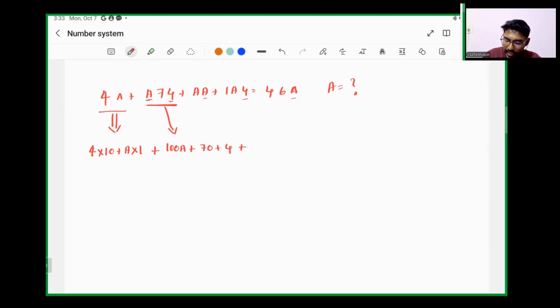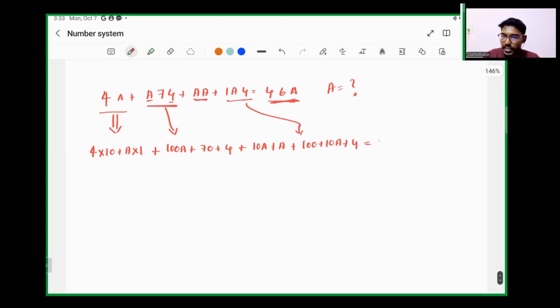Now aa, you can write it as 10a plus a, because one a is in 10th position and another a is in unit position. Now 1a4, you can write it as 100 plus 10a plus 4. This is equal to 46a. 46a, you can write it as 4 into 100 plus 6 into 10 plus 8. So after doing like this, you just solve for a.